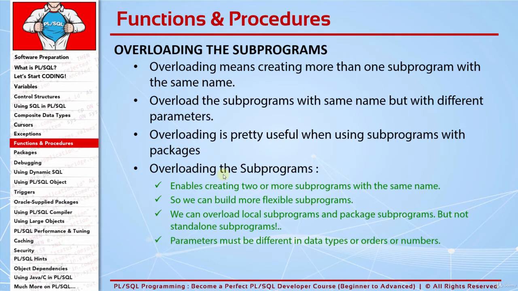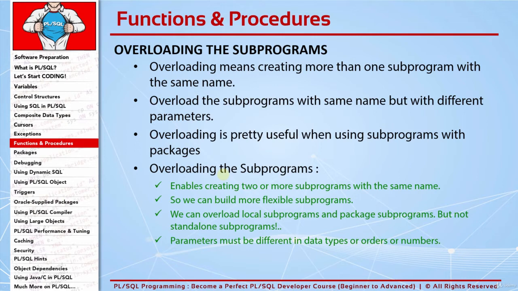The parameters must be different in data types or orders or numbers. That means there may be two or more same named subprograms, but they must have different number of parameters. Or they must have different data types in the parameters. Or the order of the parameters must be different. But be aware here, because if the order will be different, it must also differentiate in the data types. I mean, if both two parameters are number, changing the order will not work. But if one is number and the other is string, for example, this time changing the order of the parameters will work. We will see that in the examples.